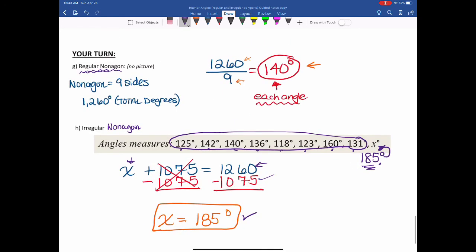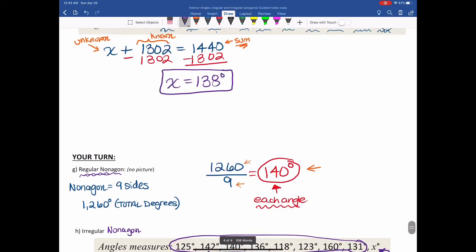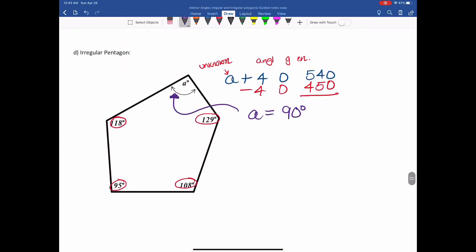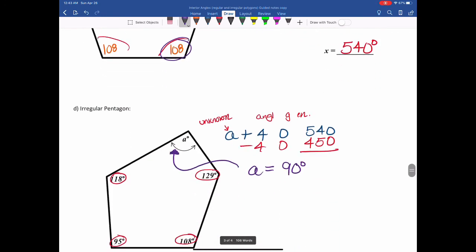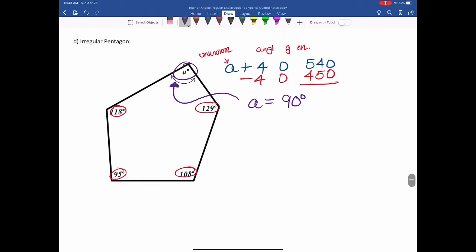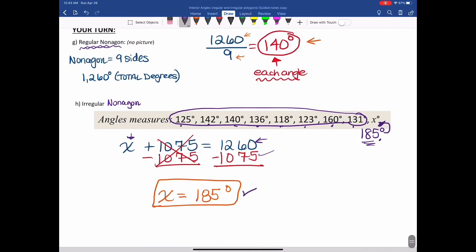So that does it for your lesson here. Hopefully you understand this. The point of the lesson today was talking about individual angles of regular polygons and individual angles of irregular polygons. All right, so that does it for your lesson.